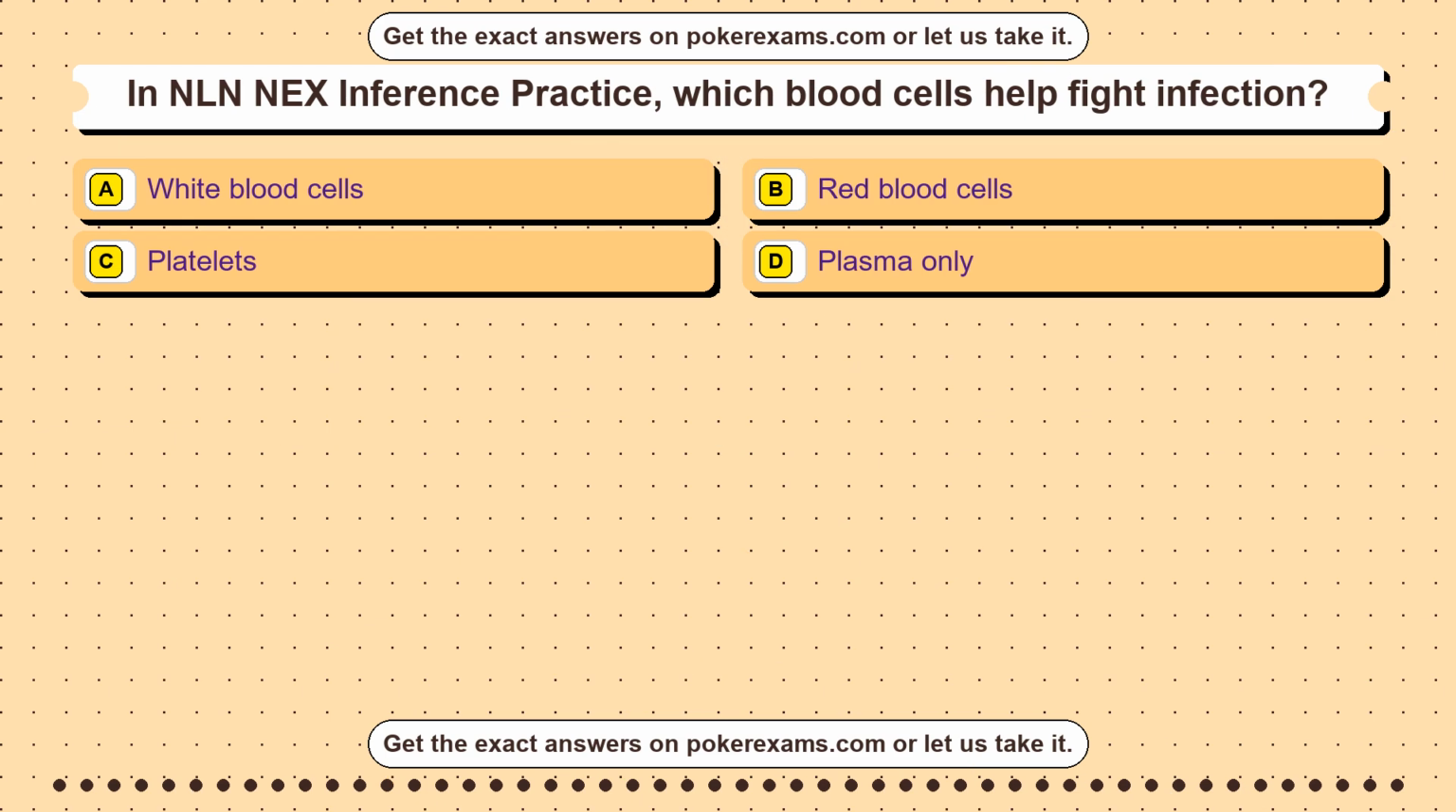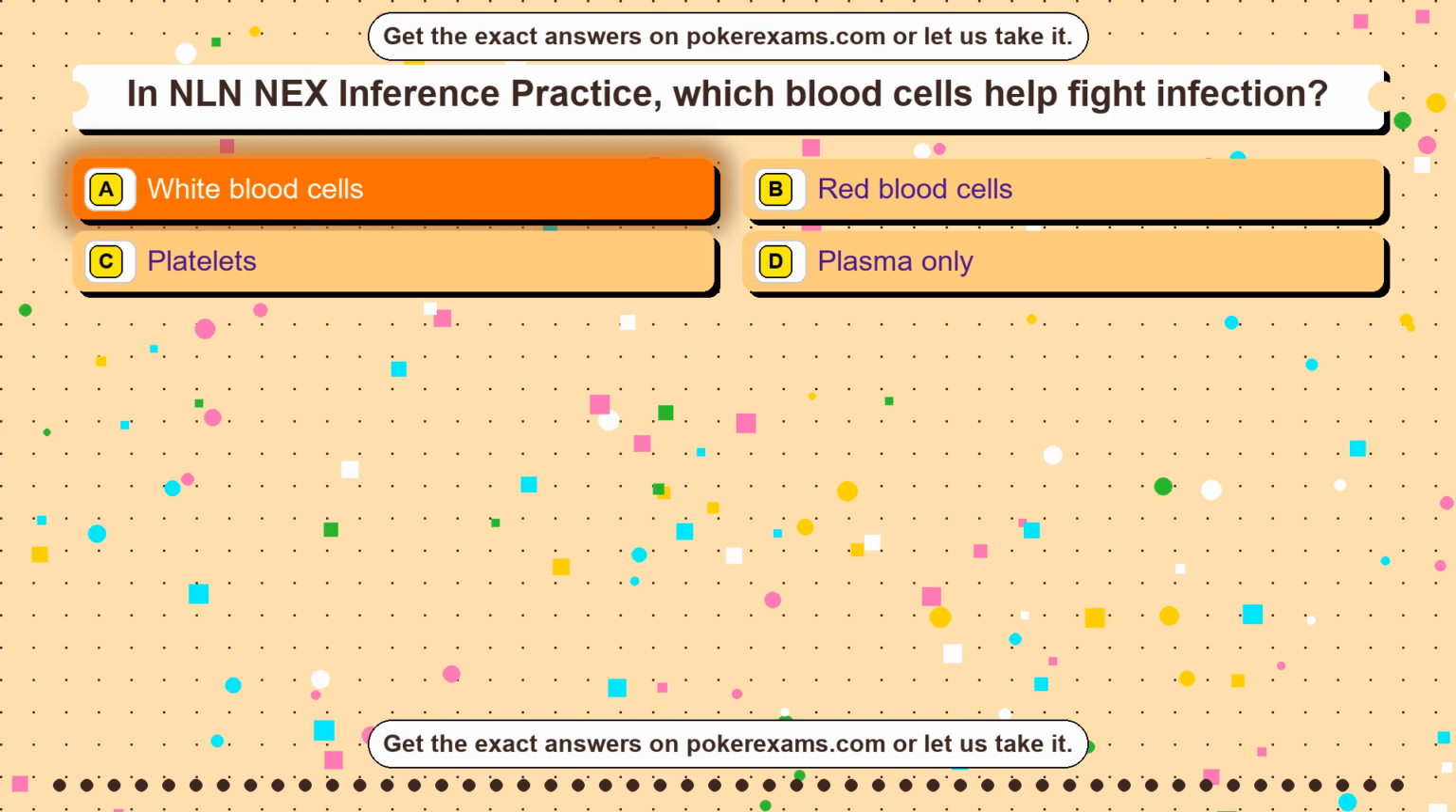Question 13. In get graphs and data practice, how should 0.25 be written as a fraction? Option A 1/4. Option B 1/2. Option C 2/5. Option D 25/10. The correct answer is option A.